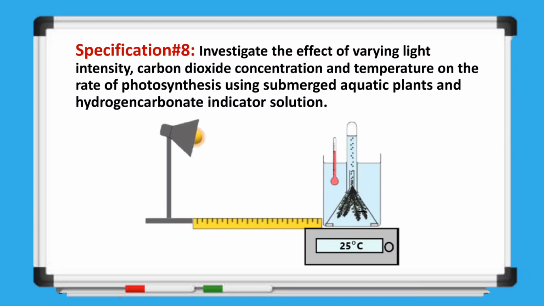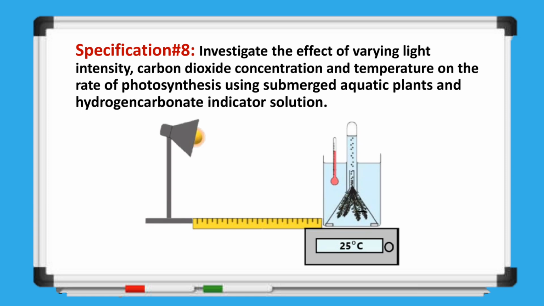Next, we'll be looking at specification number 8. This involves investigating how light intensity, carbon dioxide concentration, and temperature affect the rate of photosynthesis. These are the same factors we have just studied, and now, through these experiments, using submerged aquatic plants and hydrogen carbonate indicator solution, we'll find out how well our theoretical understanding matches real observations.